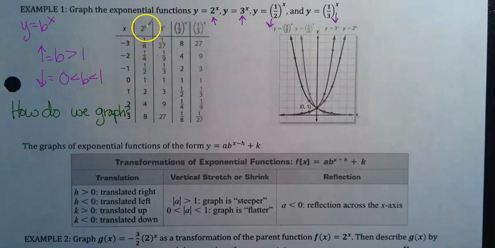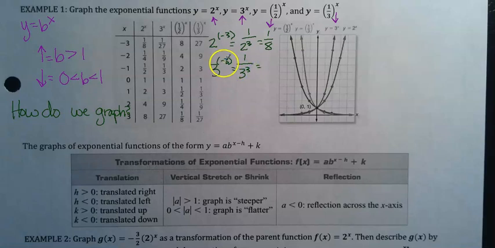So for this one, I have 2 to the negative 3 power. Well, that's equal to 1 over 2 cubed. And 2 cubed is 8. So that's where the 1/8 came from. And then for the next one, we have 3 to the negative 3 power. Well, that's equal to 1 over 3 cubed, because the negative exponent means it should be moved into the denominator. And 3 cubed is 27, so that's where 1 over 27 came from.